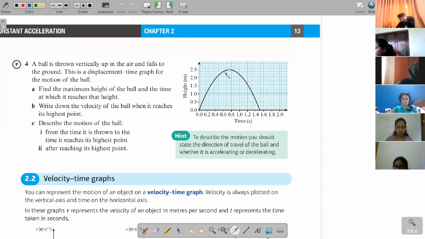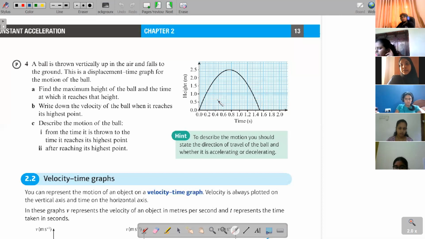Why? Because very clearly we can see the gradient is changing point to point. At every point the gradient is changing. So when the gradient is changing, it means the velocity is changing. Velocity is changing means there is acceleration. So this is an example of a displacement time graph with acceleration.